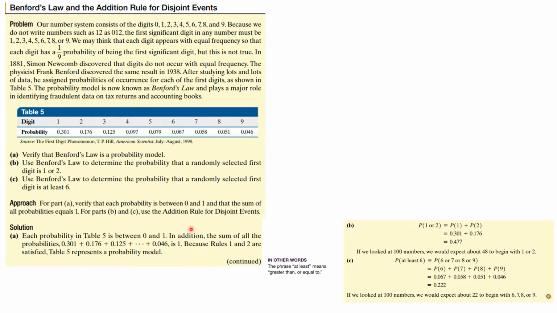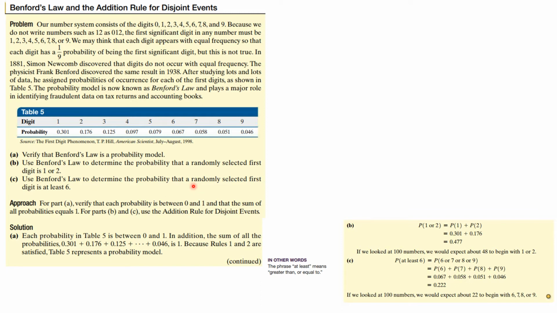Now, we can use Benford's law to determine the probability that a randomly selected first digit is either 1 or 2. Those are disjoint events. It can't be both. So the probability of 1 or 2 is the sum of the two by our addition rule, and that is going to be 0.477.